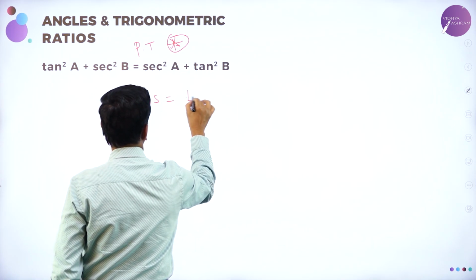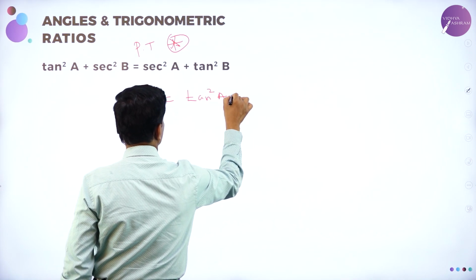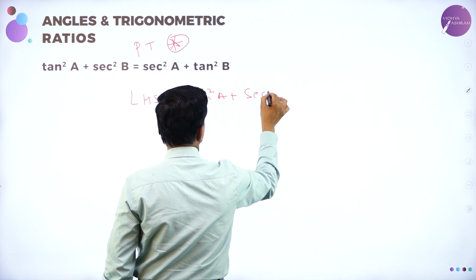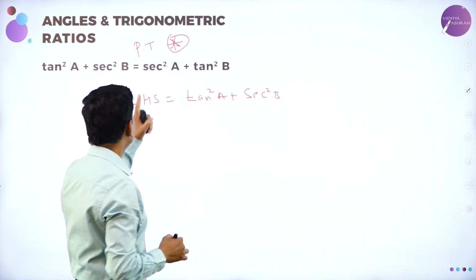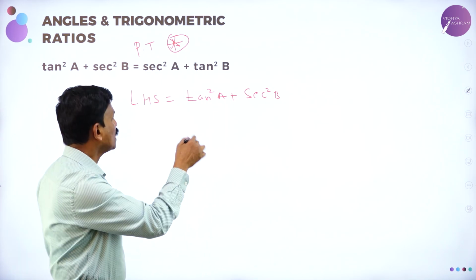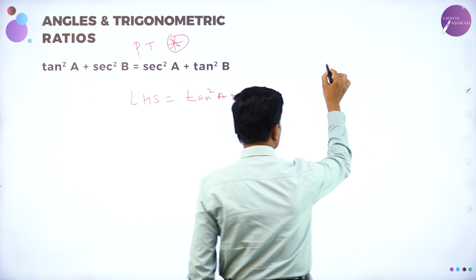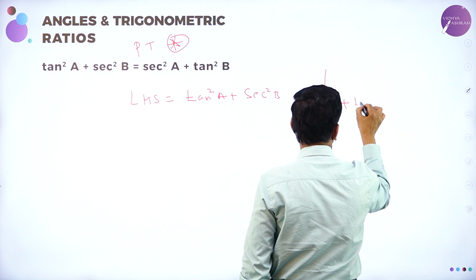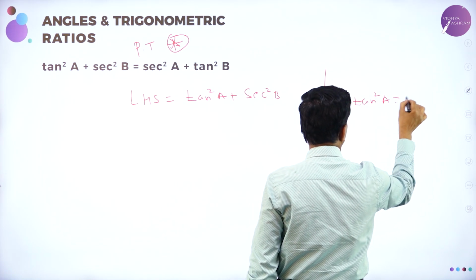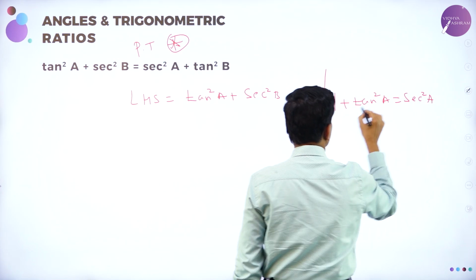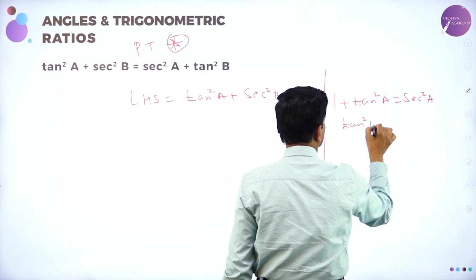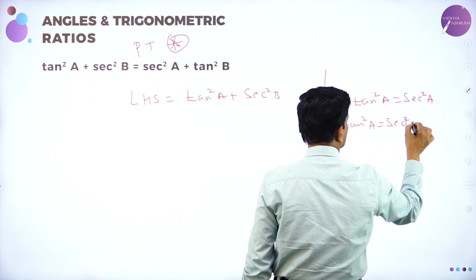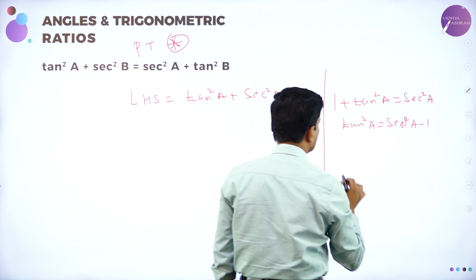LHS is tan square A plus secant square B. Just convert tan to secant square and secant to tan, that's it. We know these identities. 1 plus tan square A is equal to secant square A. What is tan square A from this? Tan square A is equal to secant square A minus 1.